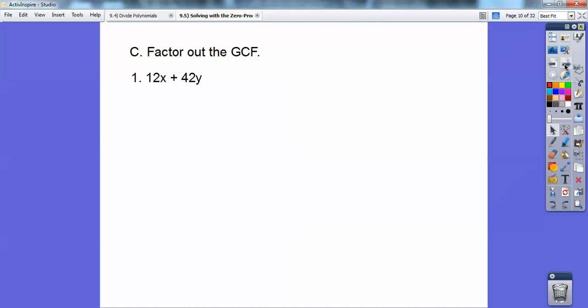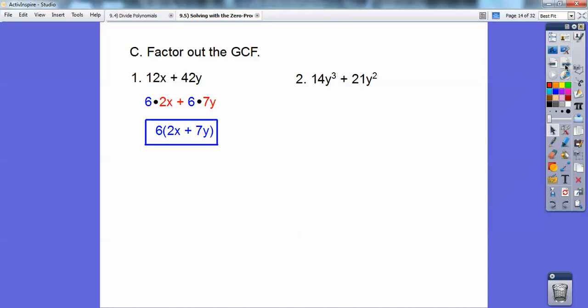Factor out a GCF. What's the biggest factor I can pull out of a 12 and a 42? I can't pull any common variables out. Looks like 6 can go into both of those. So I'm going to pull the biggest number that goes into both, which is 6, out. So 6 got factored out. It's 6 times the quantity 2x plus 7y, and that's your answer right there.